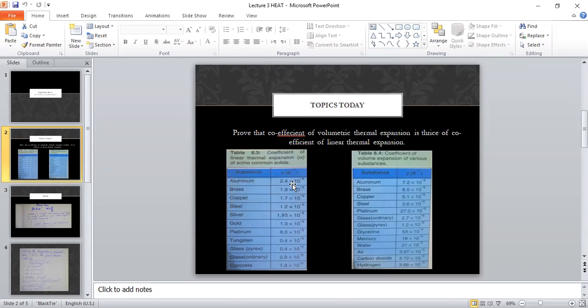In our paper, the question says show that beta equals 3 alpha, or they ask to prove that beta equals 3 alpha or alpha equals beta over 3, or they may say prove that the coefficient of volumetric thermal expansion is thrice or 3 times the coefficient of linear thermal expansion. Now we'll do the derivation of it and check how this relationship is proven mathematically.